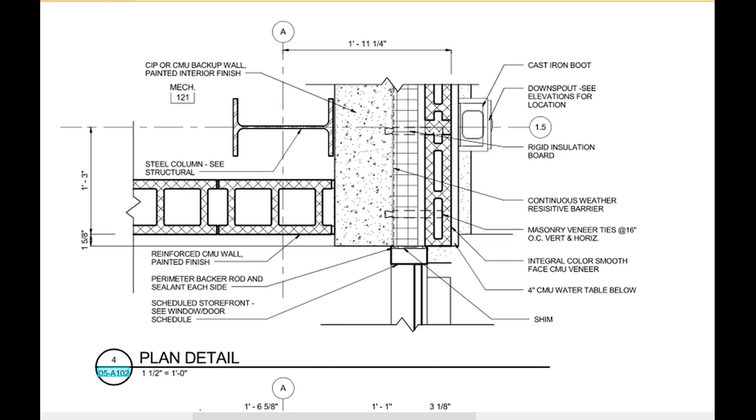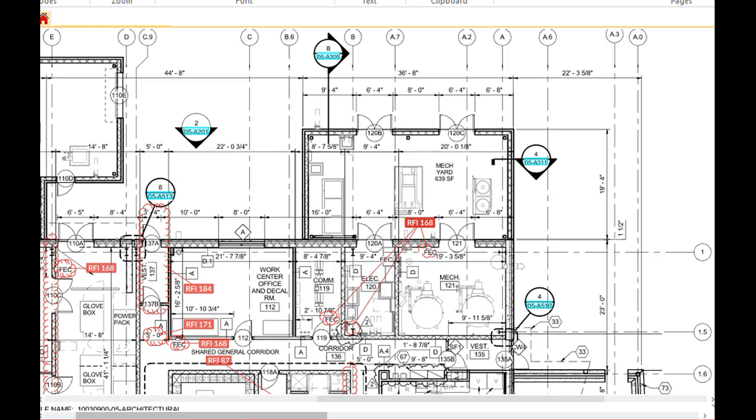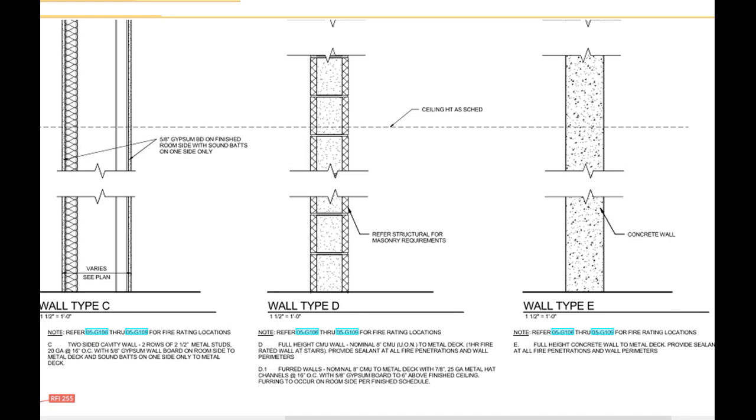Let's return to our plan view and look at wall types shown on the plan under letters A through D. In this sheet, you can find wall type, whether it is CMU, concrete, or metal stud wall. Also, the wall thickness, height, fire rating, and wall sheathing requirements.